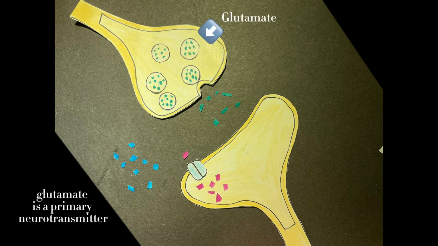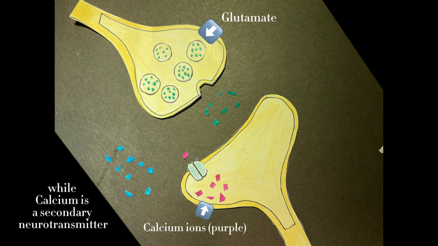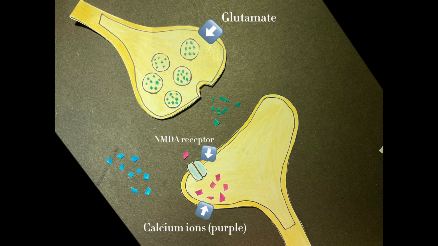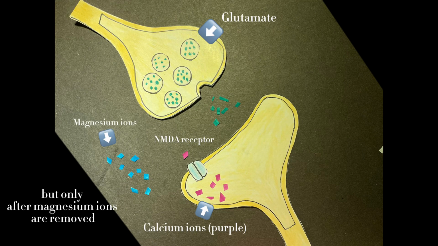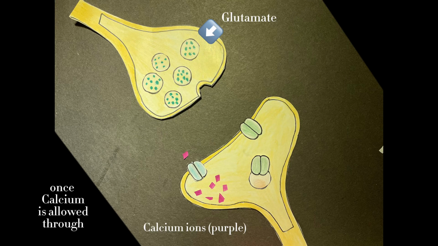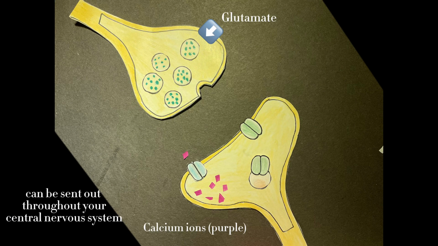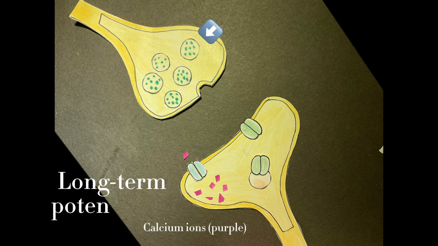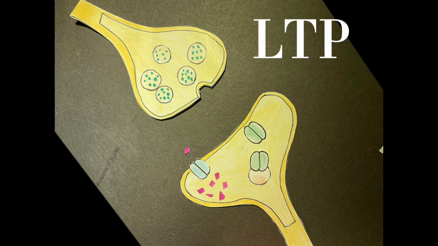Glutamate is a primary neurotransmitter, while calcium is a secondary. NMDA receptors, which are basically channels, are activated by glutamate binding, but only after magnesium ions are removed by depolarization, since they inhibit or stop the receptor from allowing calcium ions to enter. Once calcium is allowed through, quick electrical impulses can be sent out throughout your central nervous system, known as the CNS. This is known as long-term potentiation, or LTP.